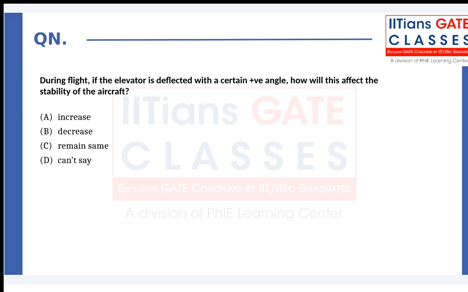During the flight, if the elevator is deflected with a certain positive angle, how will this affect the stability of the aircraft? Remain same. Okay. Can you give me a reasoning as to why it will remain same? CG won't change. Okay.